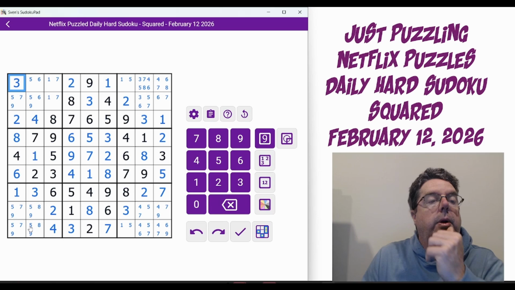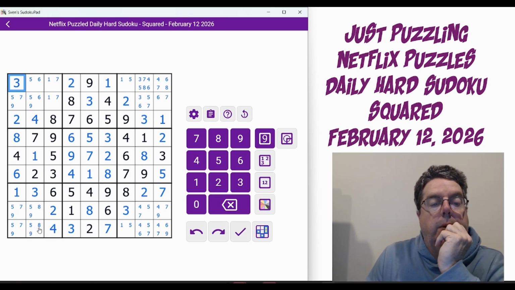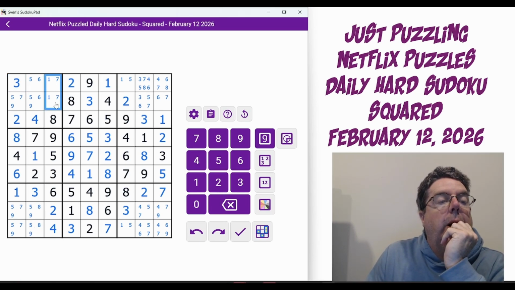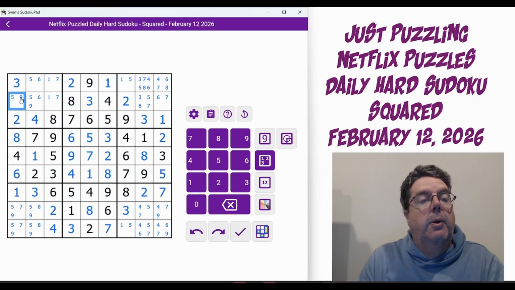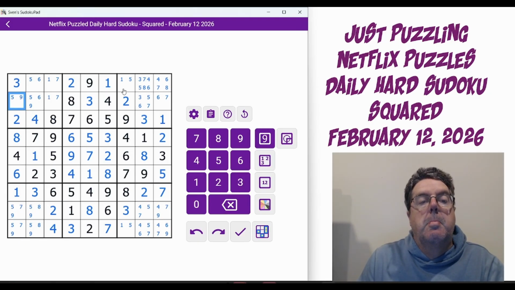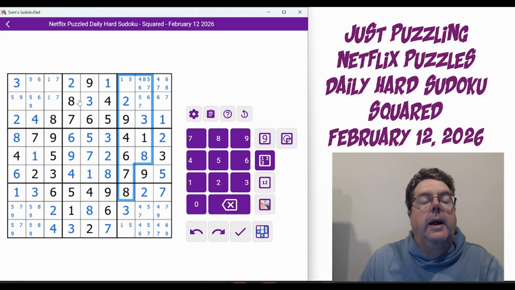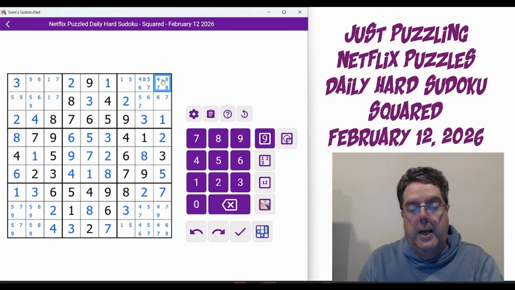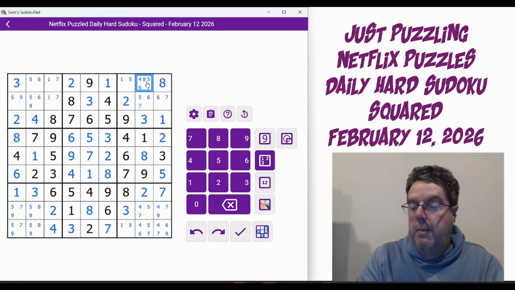5, 7, 9 still in play. 1, 7, 1, 7. So because this is a 1, 7 here, this can't be a 7, so we know that now. 3 can't be in this column, so 8 can't be there, so 8 comes up here, 8 comes up here, 8 comes across here, so this is an 8 here, and this no longer can be an 8.